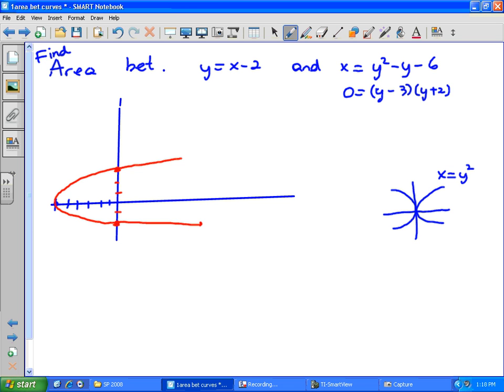Okay, how about y equals x minus 2? The y-intercept there is negative 2, right? So it's going to go through here. Y-intercept is negative 2. And how about the x-intercept? If y is 0, x is positive 2.